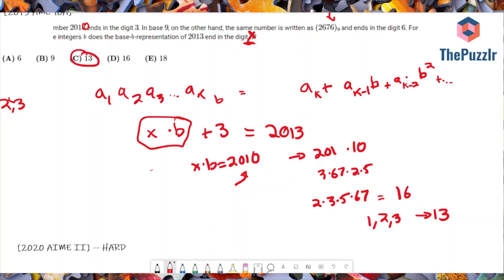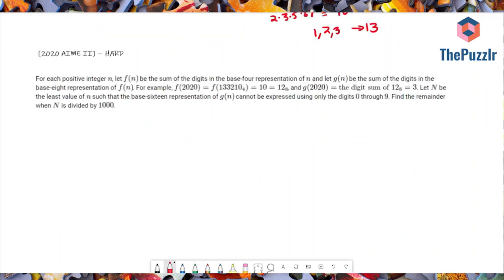Let's move on to a very hard problem. We are now going to attempt the hardest problem of today's session. This is from the 2020 AMC number 2. For each positive integer n, let f of n be the sum of the digits in the base 4 representation of n, and let g of n be the sum of the digits in the base 8 representation of f of n.